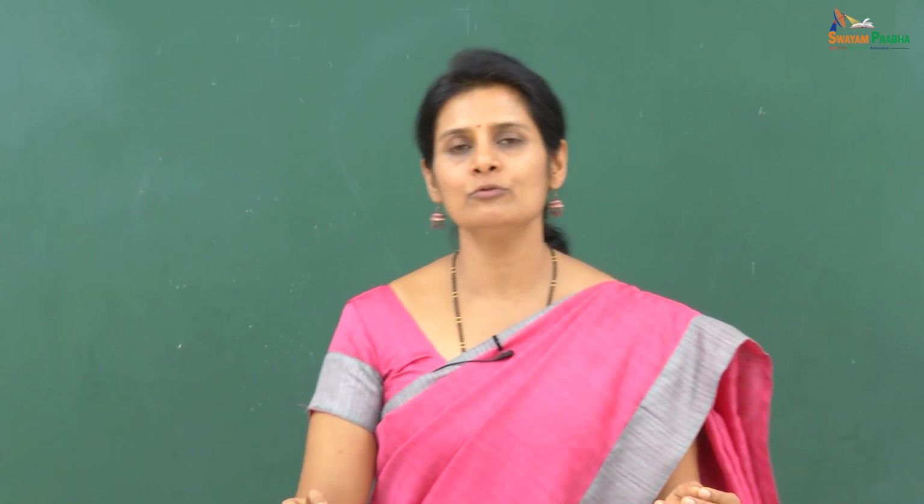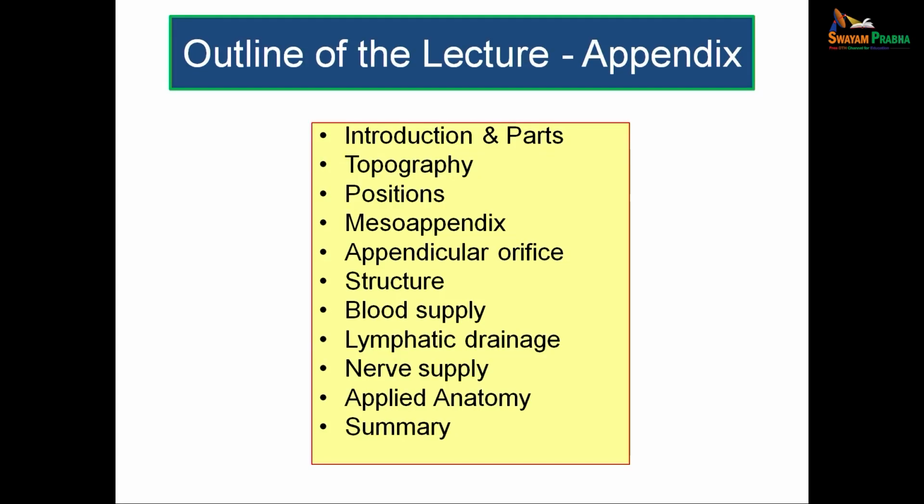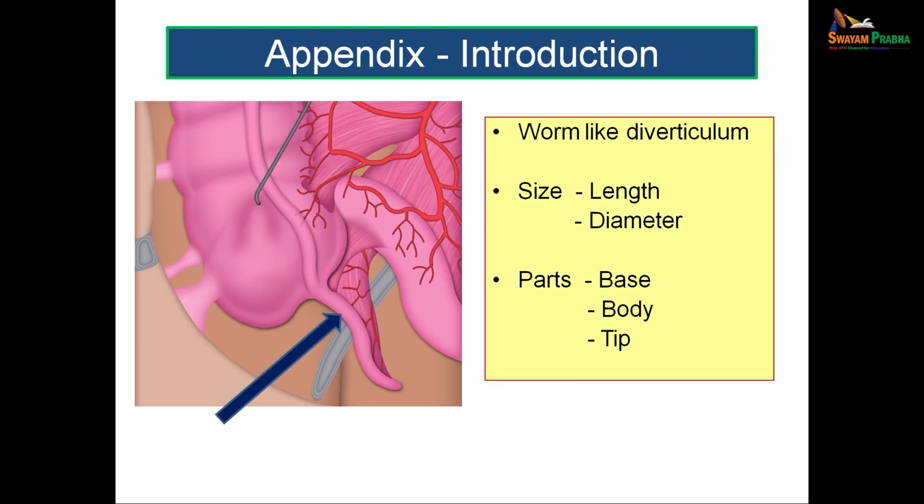Next, we will go on to the topic of appendix, and this will be covered under these headings. First of all, the introduction and parts of appendix, the surface marking of appendix or the topography, various positions of appendix, its peritoneal covering or the mesoappendix, its orifice called appendicular orifice, structure of appendix, its blood supply, lymphatic drainage, nerve supply, and lastly applied anatomy. We will end by summarizing the topic of appendix.